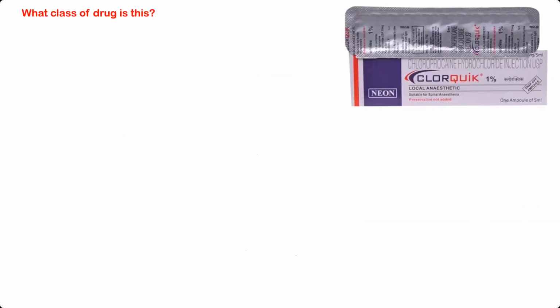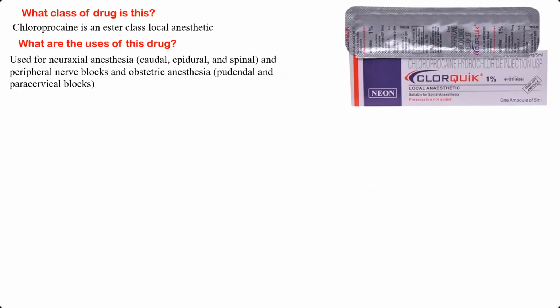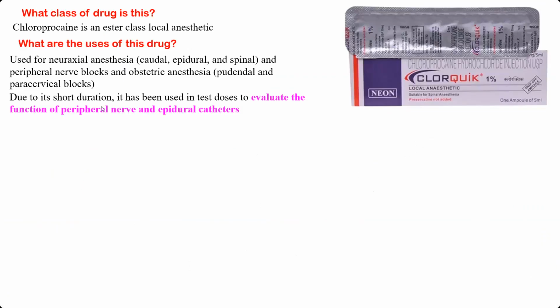This is another recent drug which has been commonly used. What class of this drug? Sir, this is also an ester link local anesthetic. Ester link. Very good. What are the uses of this drug? It is a rapid acting and short acting drug. It's used for spinal, neuraxial anesthesia, caudal, epidural, inguinal blocks. Due to short action, so tetracaine is the longest acting, chloroprocaine is the shortest acting. Okay, that is how you can remember easily. That is why they are given chloroquick also.